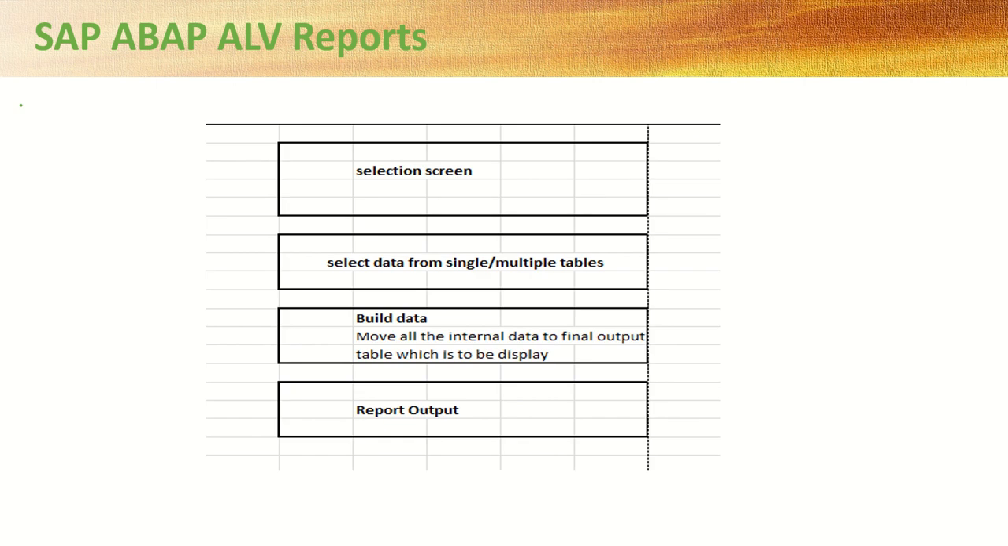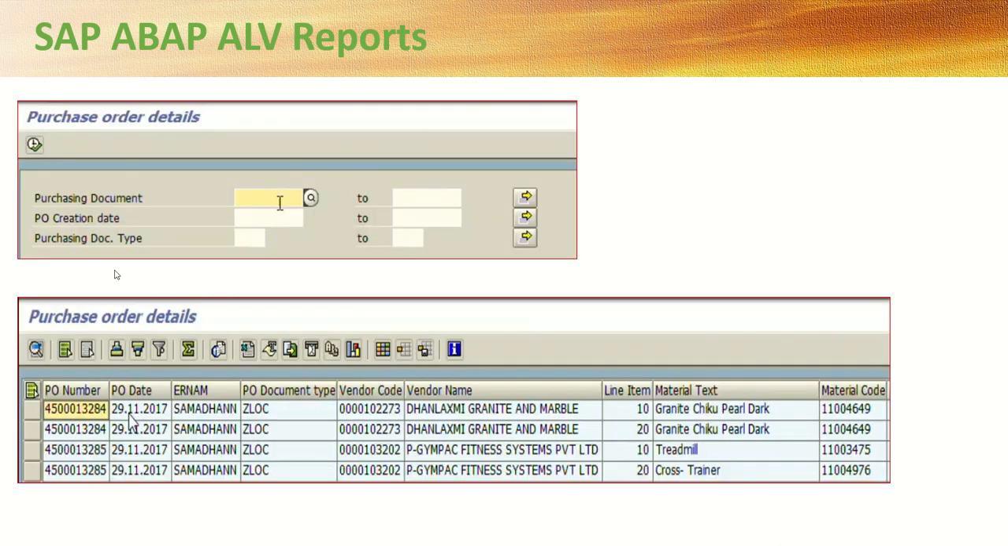To create an ALV report, for any report, the basic concept is first you have to create a selection screen, and then based on the selection screen, you have to select data from single or multiple tables based on our requirement. After selecting all the required data from the respective tables, we have to move all the data from internal tables into a final output table, and then we have to display the report output. This is the basic concept of all ALV reports.